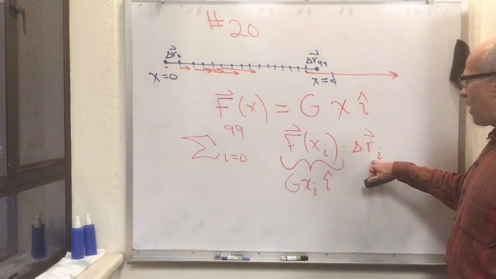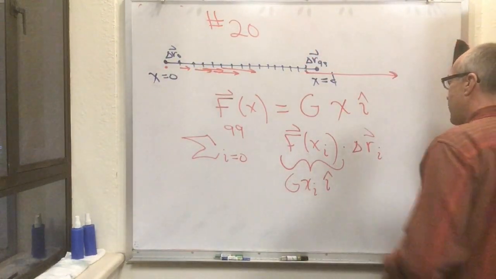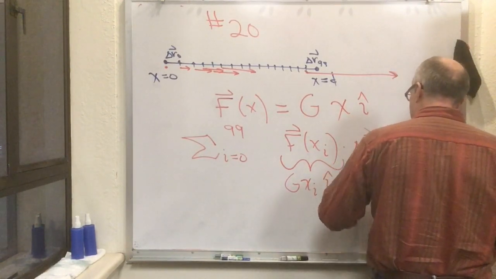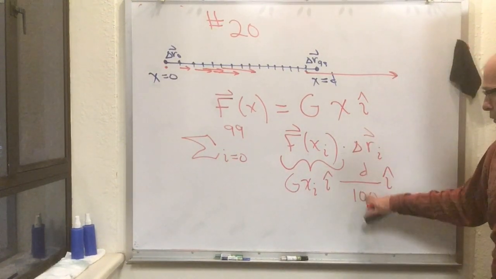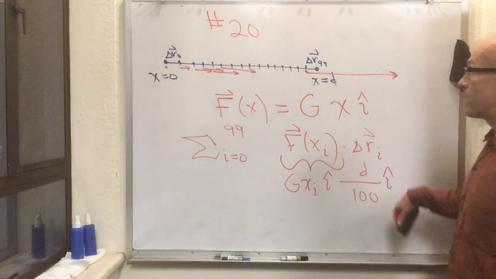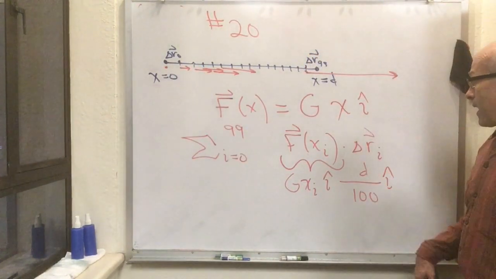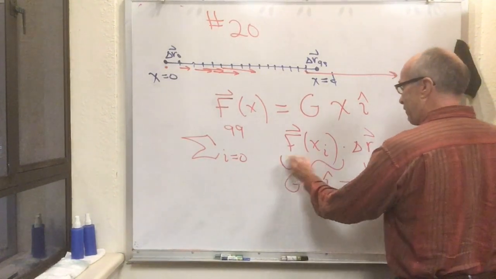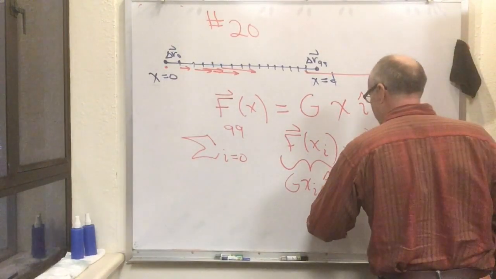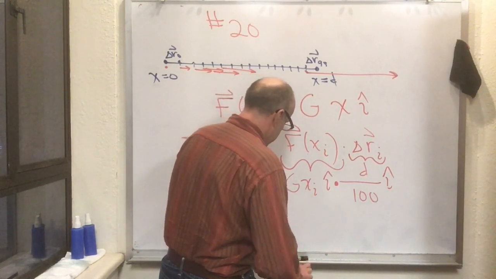And meanwhile, the delta R's, you can see that if I make them all nice and equally spaced here, and there are 100 of them total, each is i hat times d divided by 100, because each of them is d over 100 long, and there's 100 of them, so their total length adds up to d. And the i hat is because each of these little displacements points right. And then what are we supposed to do? Well, there's our expression for F at x sub i, and there's our expression for delta R sub i, and we're supposed to dot them together. So G x sub i d over 100.